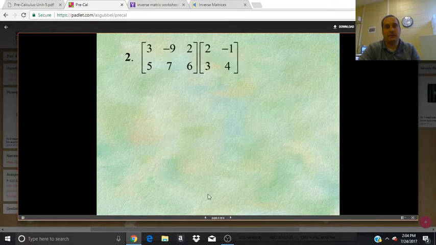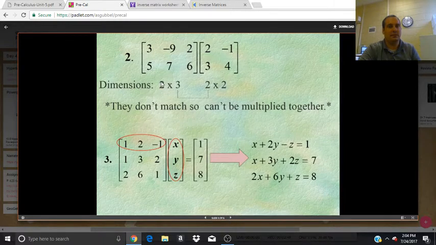Okay, so if I was looking at this one here, I see that it's a 2 by 3, and then this one's a 2 by 2. Well, remember that the insides have to be the same, right? Well, if I look at it, you can't do it. You've got a 3 and a 2, and they don't match, so it'd actually be undefined as your answer.